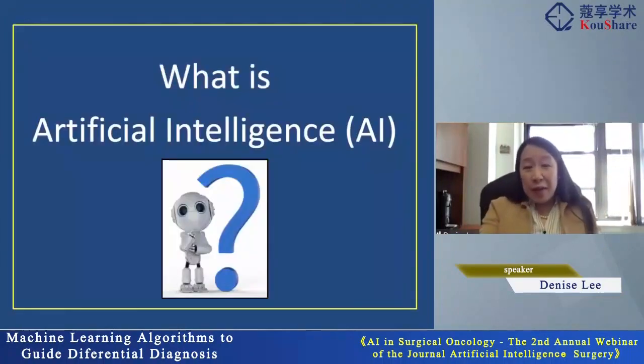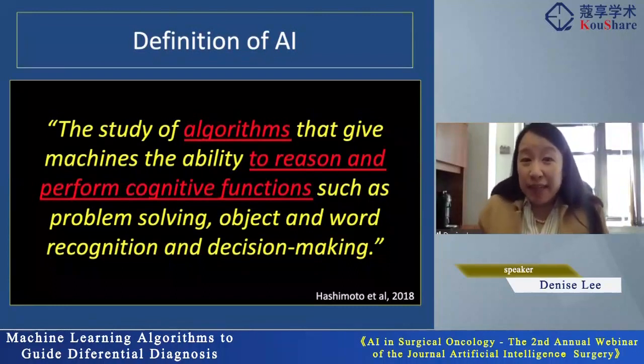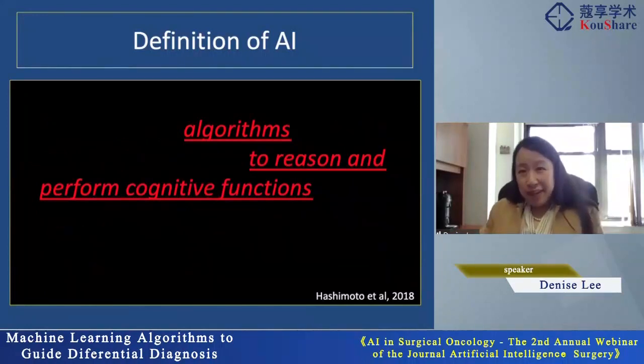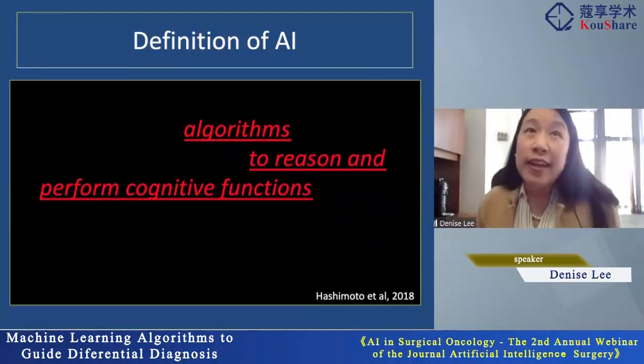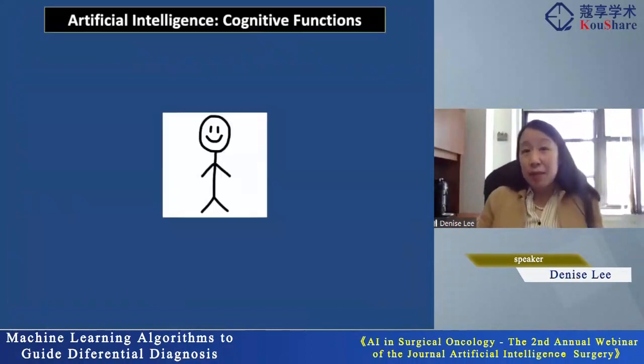As we know, artificial intelligence is a very broad topic. When we think about definitions, there are variable definitions of it, but we consider it as really the study of algorithms that give machines the ability to reason and perform cognitive functions, such as problem solving, object and word recognition, decision making, etc. When we break this definition down, we're really thinking about algorithms. That's what machine learning algorithms are. And then we're training them to be able to perform these cognitive functions and to think like a human being and make decision-making processes just like a human being.